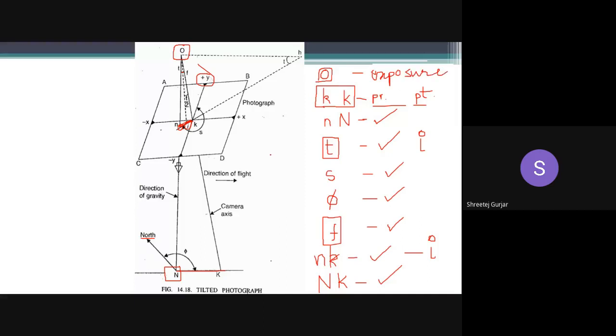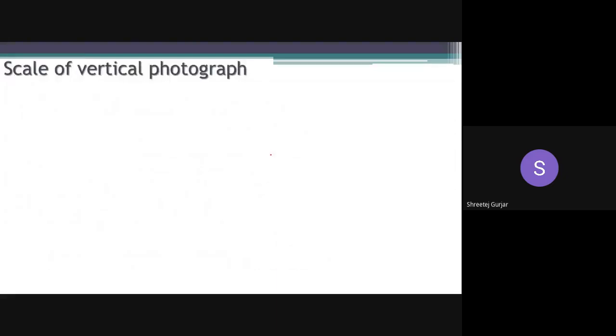Okay, so we have learned all these terms yesterday. So we shall get into a derivation now: the scale of a vertical photograph. We need to understand the scale of a vertical photograph. Now what is meant by a scale? If I say 1 centimeter equals 10 meters, can anyone explain what is the meaning of this?